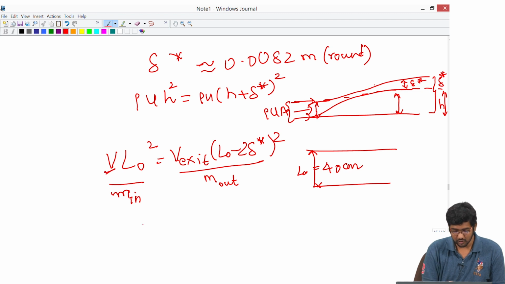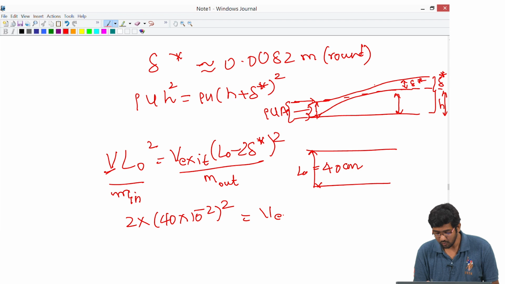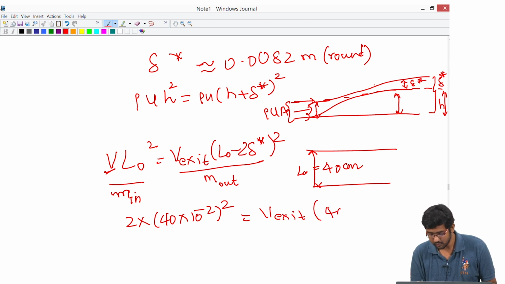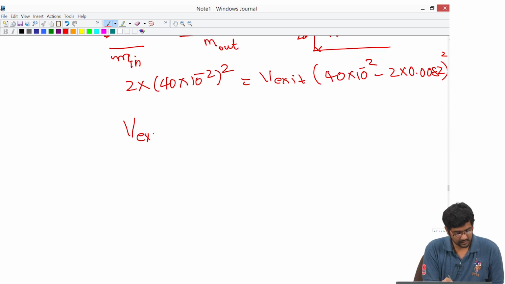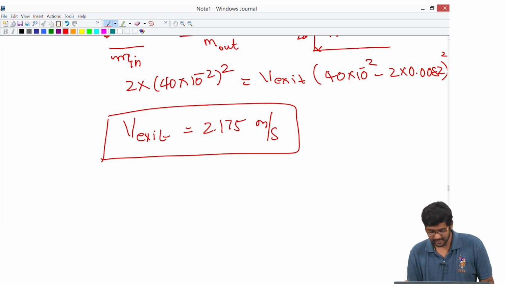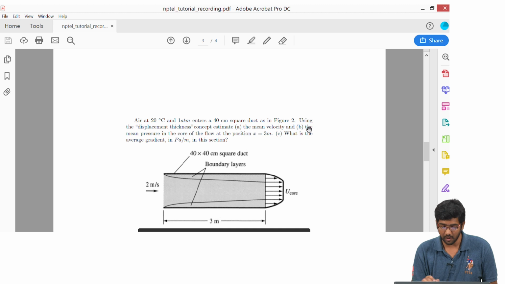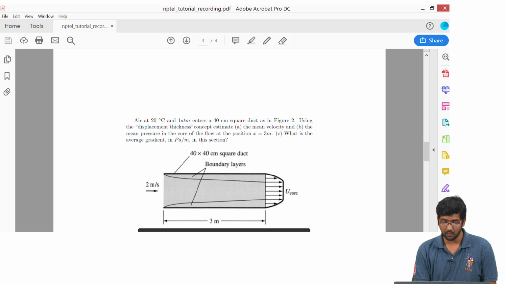We know the entrance velocity, which is 2 meter per second. L naught is given in the problem, which is 40 centimeters. V exit is an unknown, and we have calculated delta star. So, from this we can calculate V exit as 2.175 meter per second. Therefore, we have calculated the first part, which is the mean velocity, and then we were asked to calculate the mean pressure in the core of the flow at the position x equal to 3 meters.